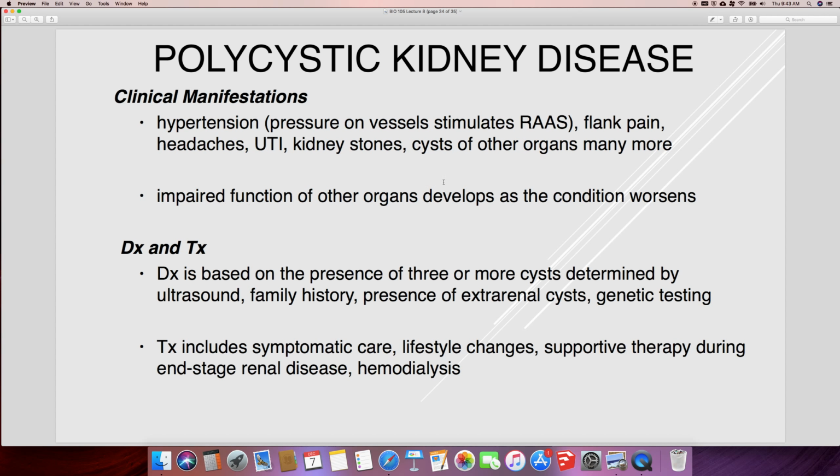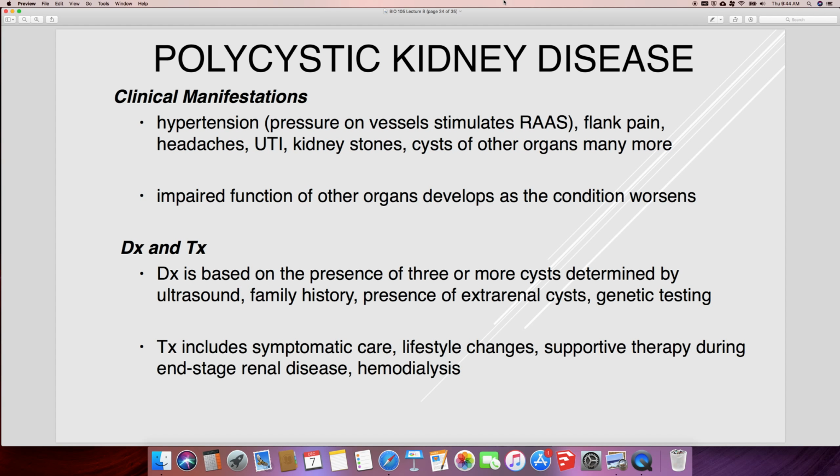And of course, impaired function of other organs develops as the condition worsens because you're affecting the kidneys. And the kidneys are obviously vital organs. So obviously, as their function decreases, you aren't effectively eliminating waste and things like that.